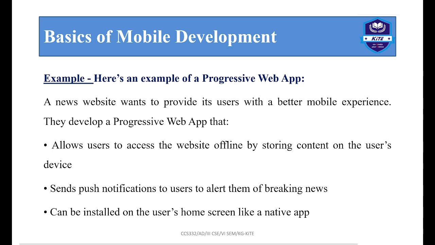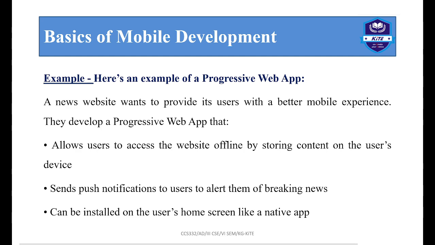They develop a progressive web app that allows the users to access the website offline by storing the content on the user's devices. As I mentioned previously, even when you are in offline mode, you are able to access that content, as it is stored on your local device. It sends push notifications to users to alert them of breaking news. Any new updates of the news, it can send as push notifications, small messages. It can be installed on the user's home screen like a native app.